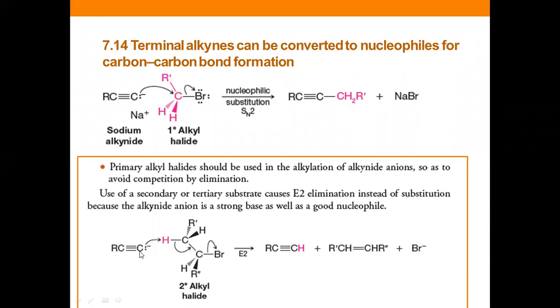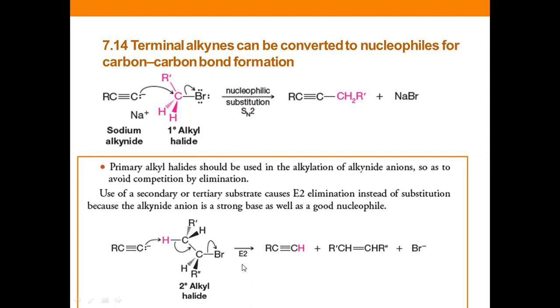So in this case, it will abstract the proton. Now this is a secondary alkyl halide. You have a C-Br, but you have another R attached to this carbon. So this is a 2 degree alkyl halide. In this case, the elimination reaction will become a competing reaction to substitution. So instead of simply having this kind of product, increasing the chain length, you would have supposedly your R-C triple bond C product.